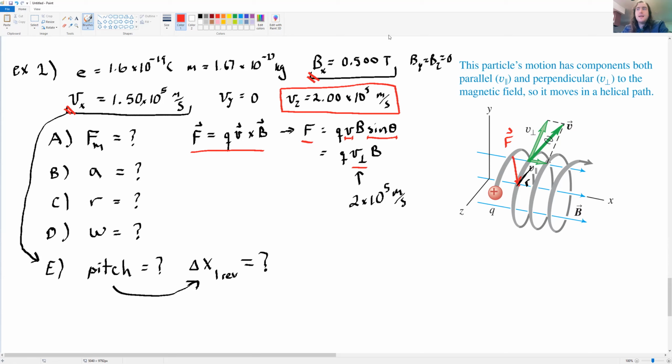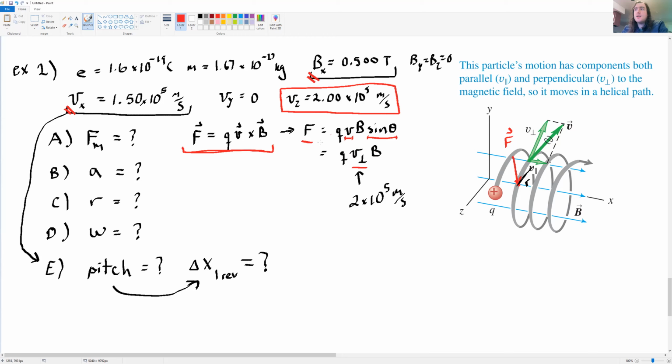So what I did is I take the magnitude of the cross product formula and I get QVB sine theta. But even better than QVB sine theta is QV perpendicular times B. V perpendicular is just the Z component here. Vx is in the same direction as B. Vx and Bx are in the same direction. So it'll be Vz that gets plugged in for the V perpendicular, and that'll give rise to the force.